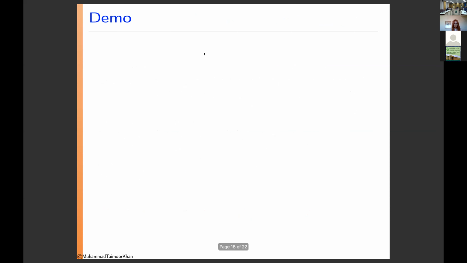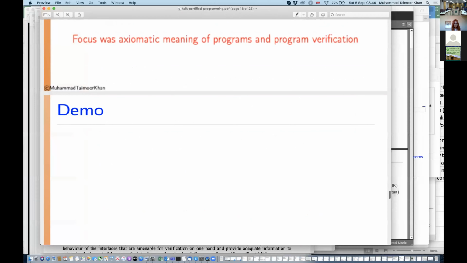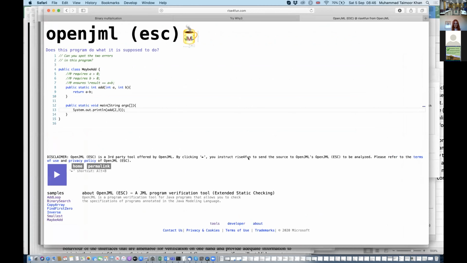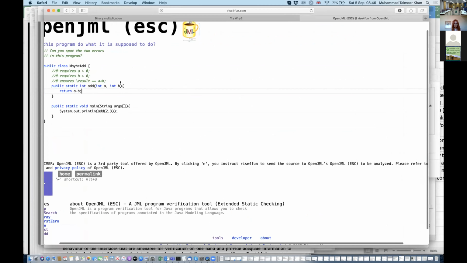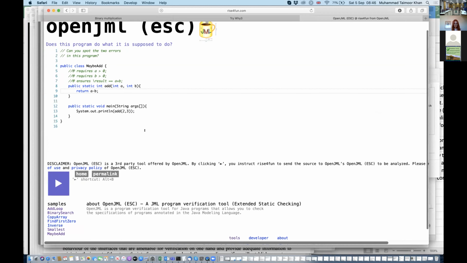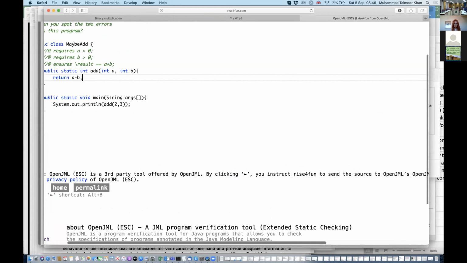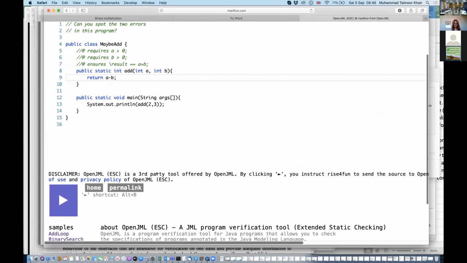But at the moment, let me show you a very small demo of an actual program. Do you see my screen? And do you see a simple program written in Java? We can see. Okay, you can see. All right.